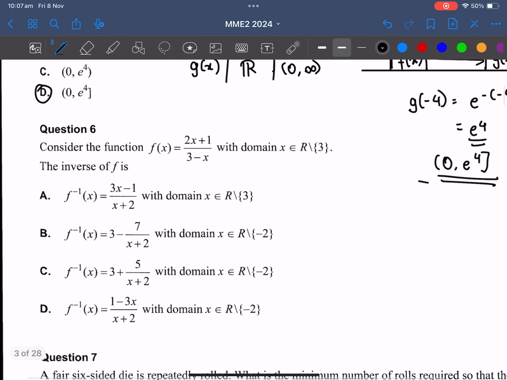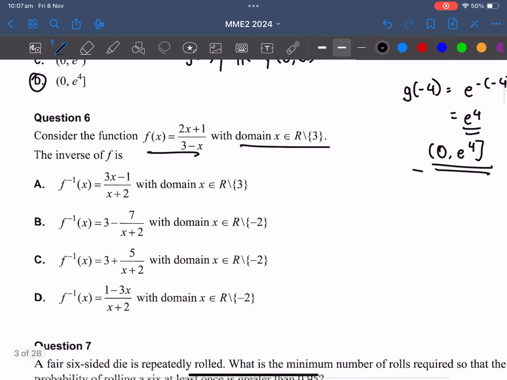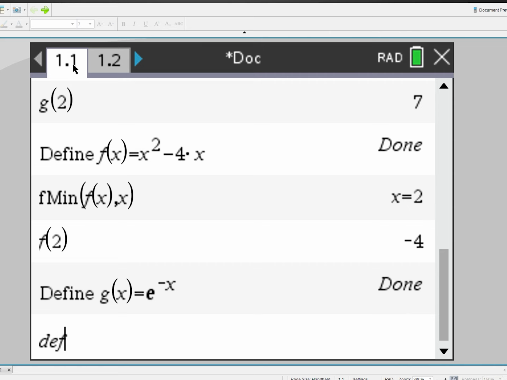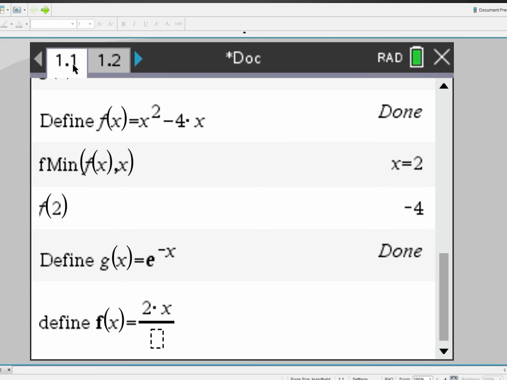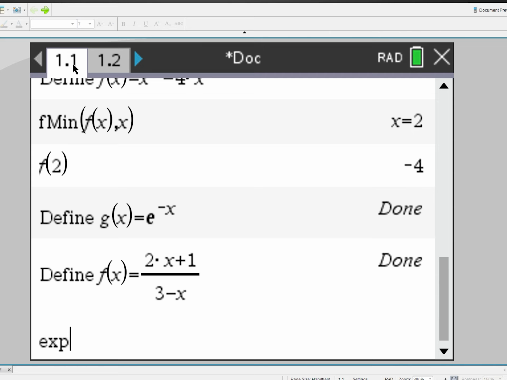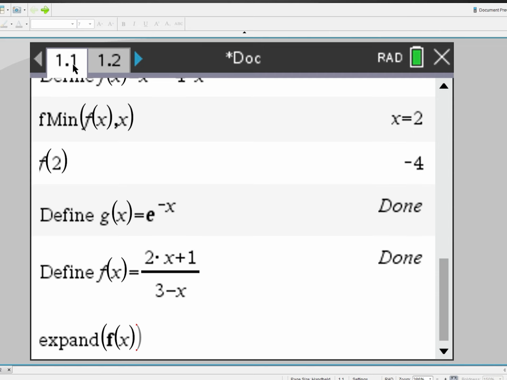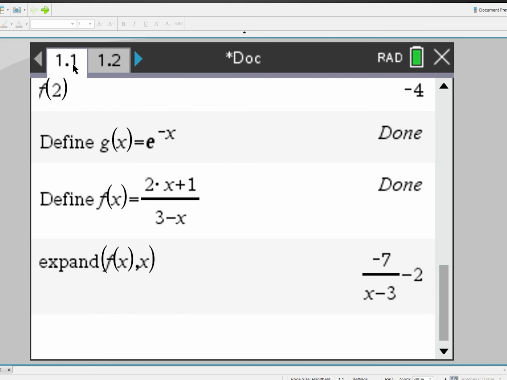So question number 6, consider the function f of x with the domain this. The inverse of f of x is. Okay, so we'll define this on CAS first. So define f of x is equals to 2 times x plus 1 divided by 3 minus x. Yep. Okay, so I'm going to quickly expand this as well. And what I'm going to do is I'm going to solve for the inverse now.